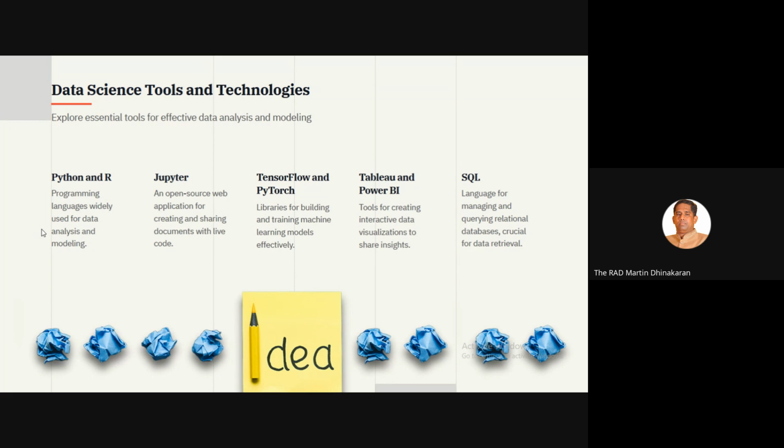And next are Tableau and Power BI. These are created for interactive data visualization, to visualize a particular data set and to share the insights. Next is SQL, the language for managing and querying relational databases. It is also a very important tool for data retrieval and data restoration. So these are all the major tools and technologies being used.